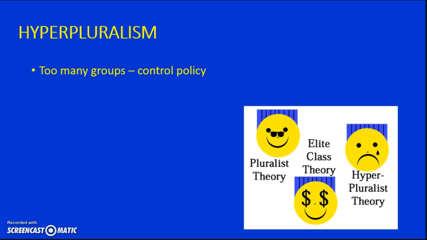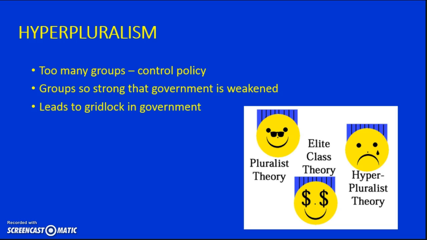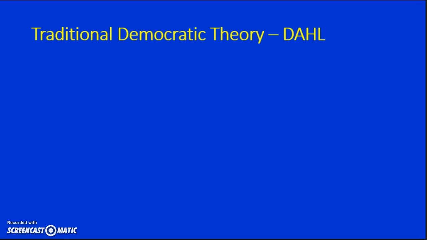The next theory is called hyperpluralism. Hyper meaning over, too much, and that is talking about too many groups being involved in asking government for favors, for influence, and because of this, government is weakened because government is saying yes to so many groups, or trying to appease so many different groups, that it leads to gridlock. There are conflicting groups and government might be trying to make everyone happy in those groups.